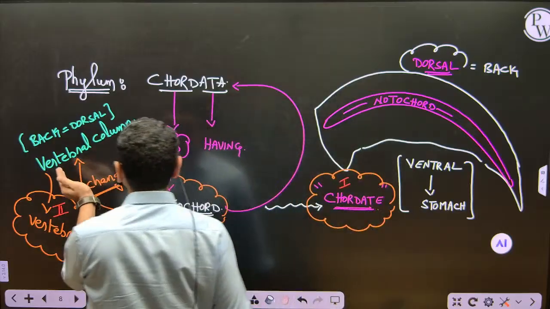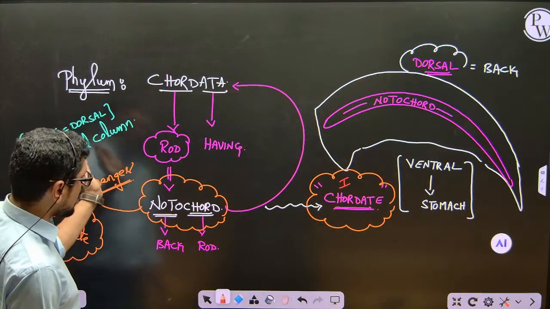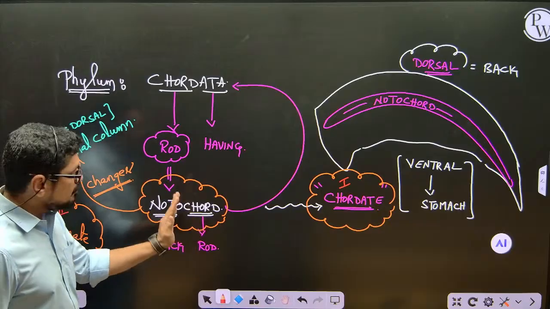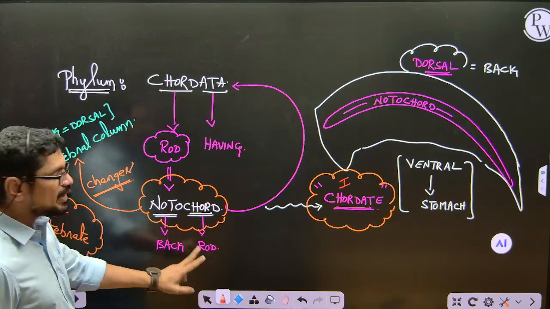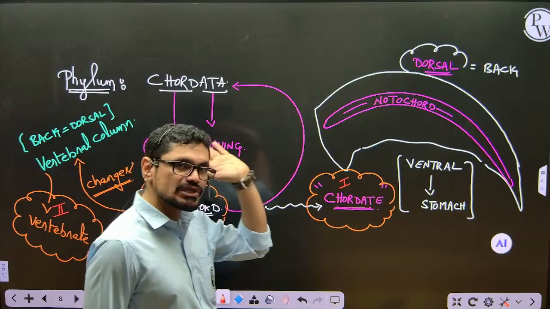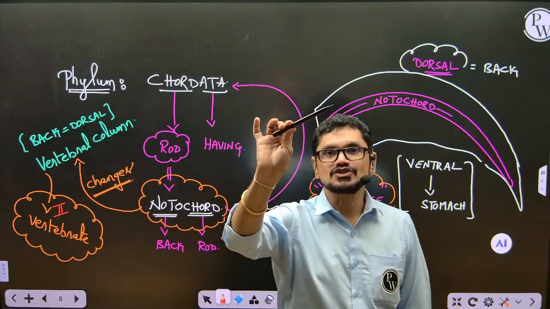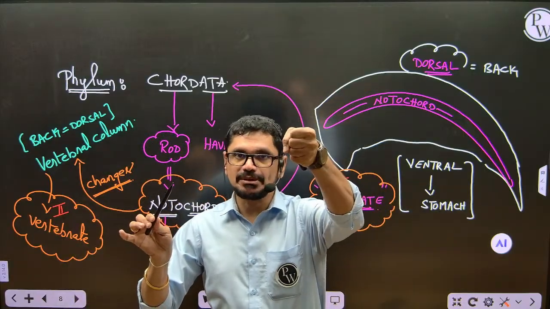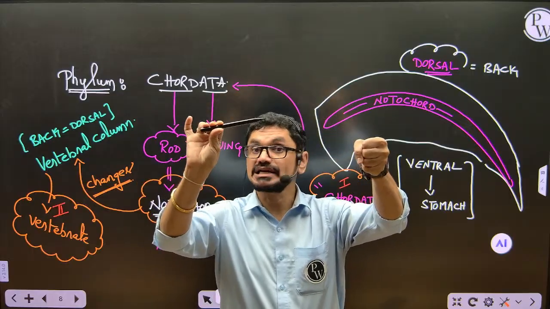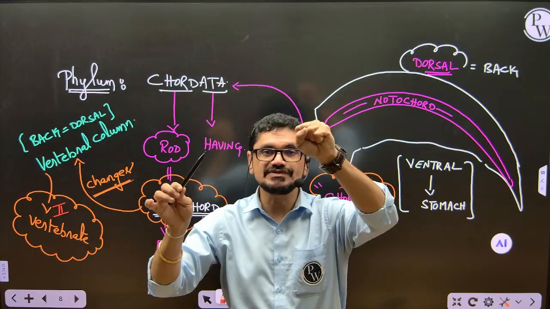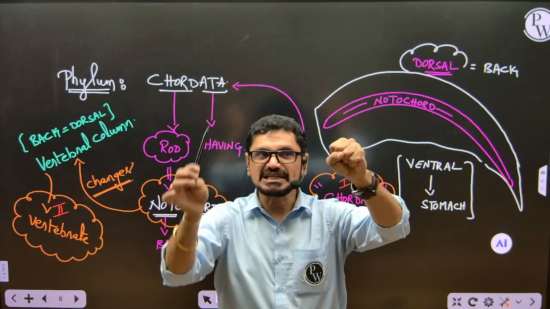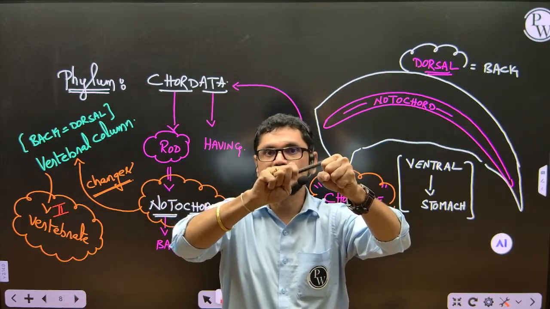And now from where does this vertebral column form? Vertebral column forms from the notochord. Where is this notochord present? Over the back. Where is this vertebral column present? It is also present over the back. Imagine this marker as notochord, this fist as vertebral column. This marker transforms into this vertebral column.